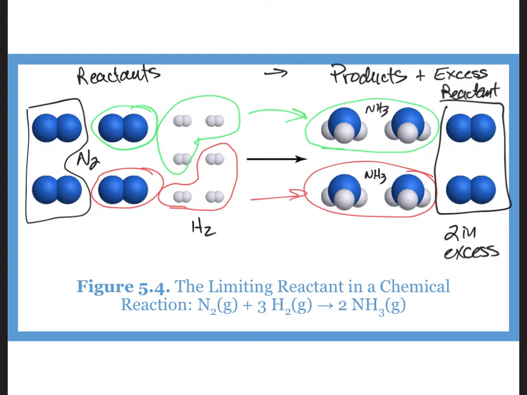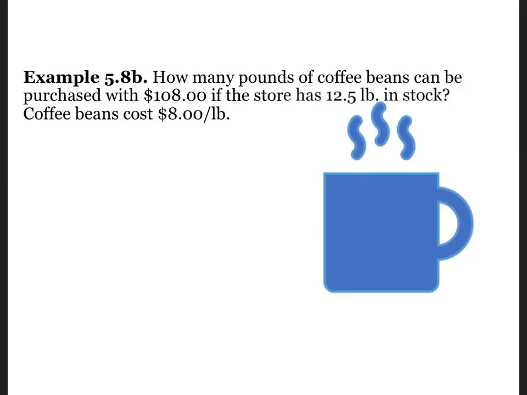Let's try this concept with a more relevant example. Let's discuss this critical scenario. A chemist walks into a coffee shop with $108 budgeted to buy coffee. The coffee beans are on sale for $8 per pound, but only 12.5 pounds are left in stock. How many pounds of coffee beans can the chemist buy?